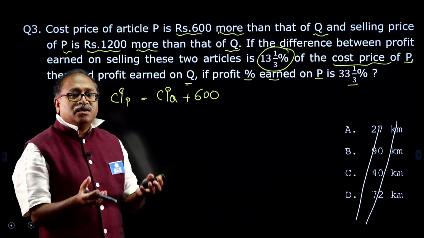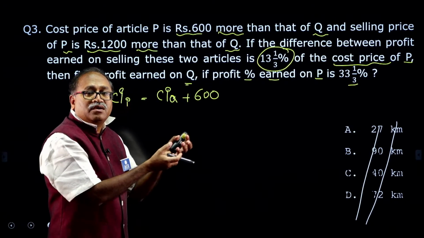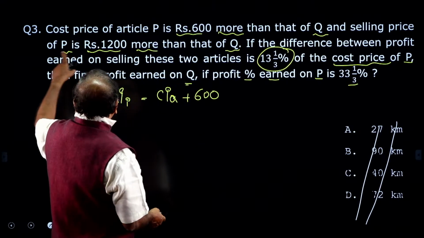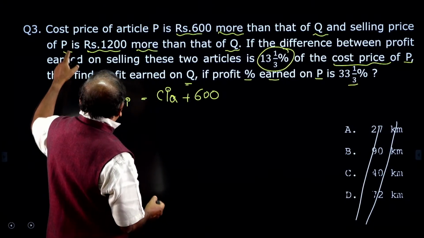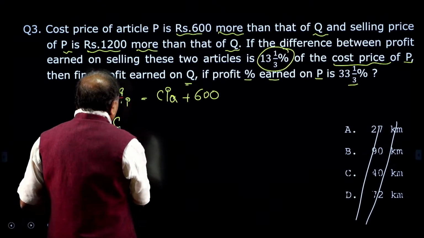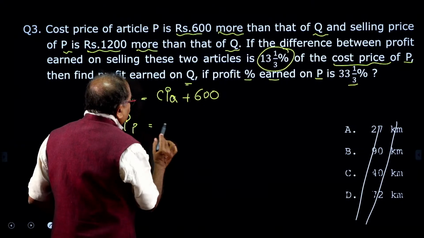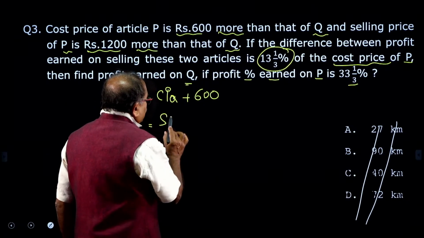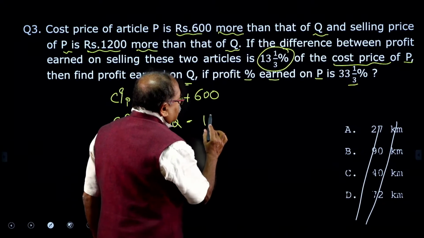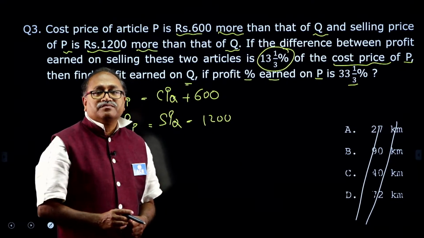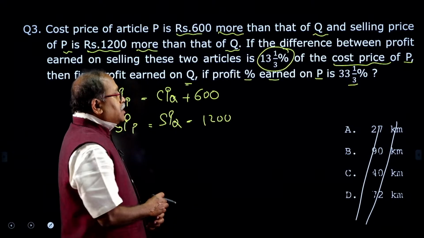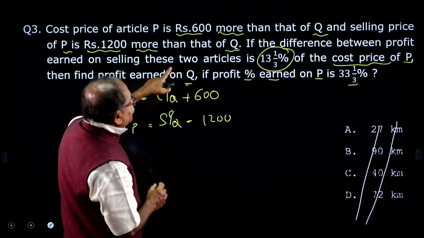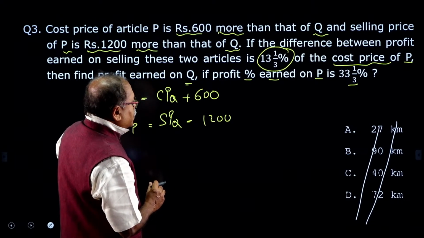So, I can convert it in either cost price of P in the form of Q or Q in the form of P. And the second information we have, the selling price of P is 1200 more than the selling price of Q. So, selling price of Q plus 1200, this equation is given to us, right my dear friends. And we have the ratio over here. It is saying that the difference between and so on so forth. Okay.